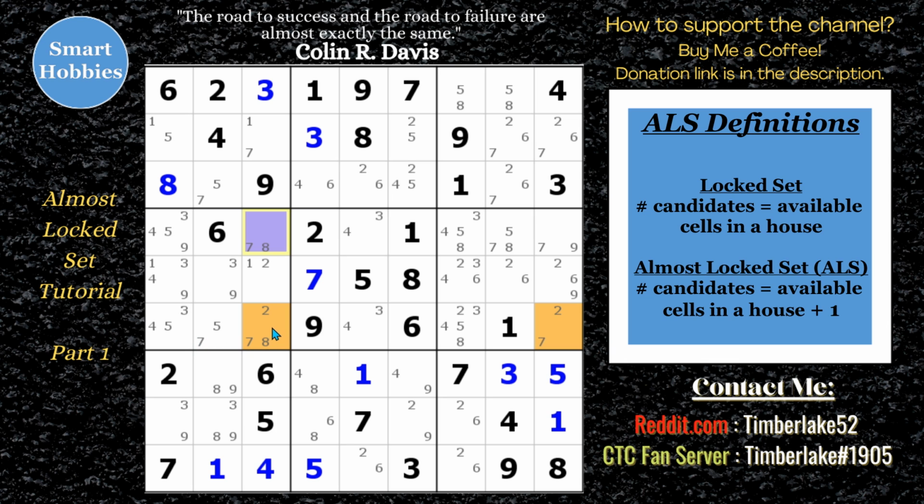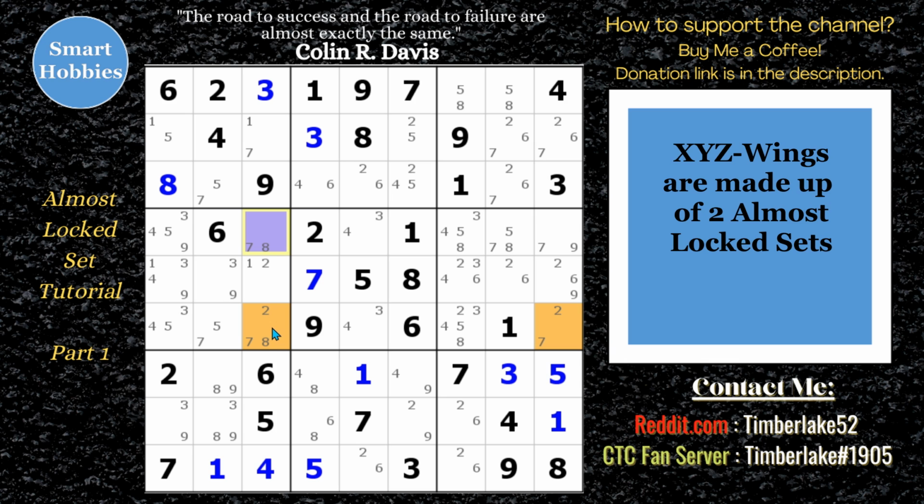That's applying the XYZ-Wing logic. Well, believe it or not, an XYZ-Wing is made up of 2 almost locked sets. The first one's in purple, so 2 candidates and 1 cell. The other one's here in orange, so 3 candidates and 2 cells. And the way you make the elimination is by applying the almost locked set XZ rule. And don't worry, I'm going to break this down. It's going to make it nice and easy for you.